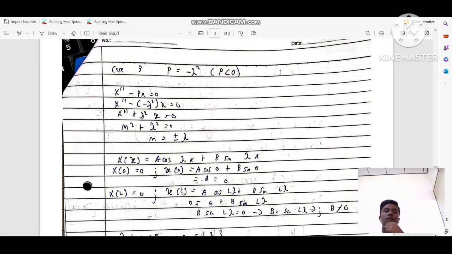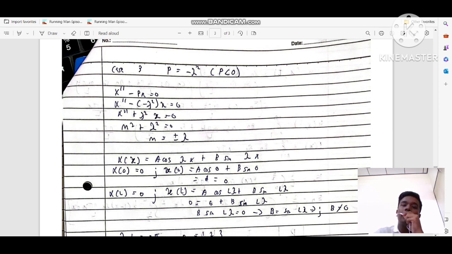For case 3, when P is equal to negative lambda squared, which means P is smaller than 0, the third case is complex conjugate. So we're going to use the complex conjugate equation, which is over here. The same steps all over again. X double prime minus P lambda. We just substitute P, in this case negative lambda squared.